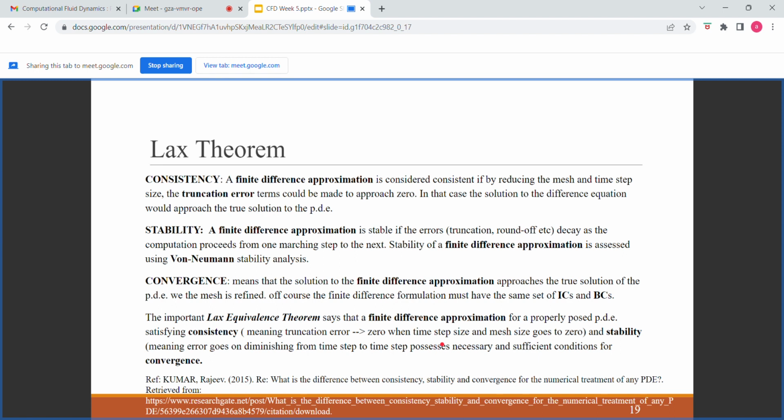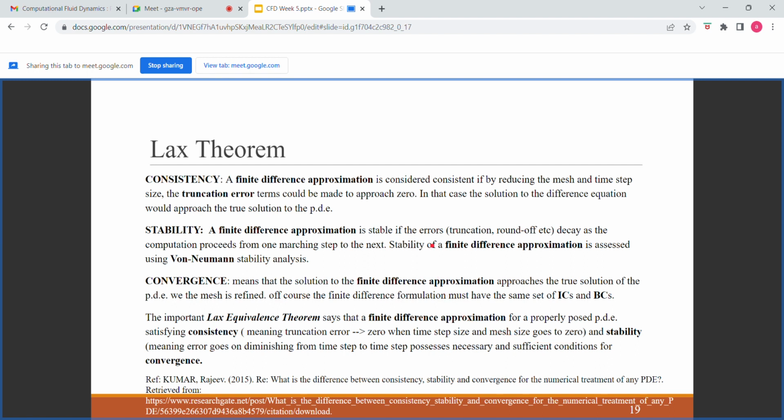That is, it is stating how convergence is achieved. Therefore, the Lax theorem states that for a finite difference approximation of a properly posed partial differential equation, if it satisfies consistency and stability, it possesses sufficient conditions so that the convergence criterion is automatically met. When consistency and stability criteria are met, the convergence criterion would be met. That is what the Lax theorem states.